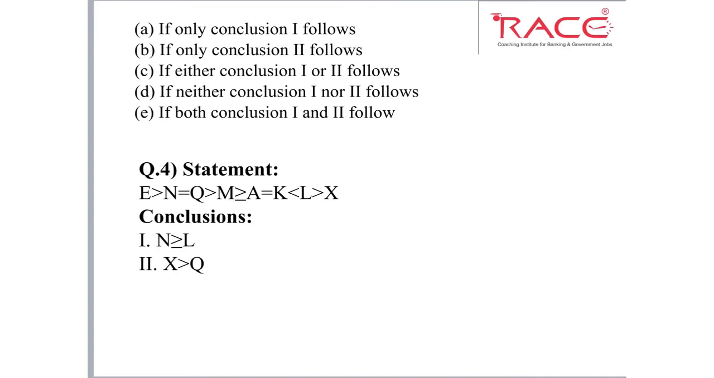So this is the fourth question, and what is the first conclusion? N greater than equal to L. So N we have here and L we have here. Find out whether there are any opposite signs. So here we have two opposite signs, meaning this conclusion does not follow. Second, X and Q. So we will check X and Q. Where is X? X we have here and Q we have here. So we will check for opposite signs. Yes, there are opposite signs between Q and X. So this conclusion also does not follow.